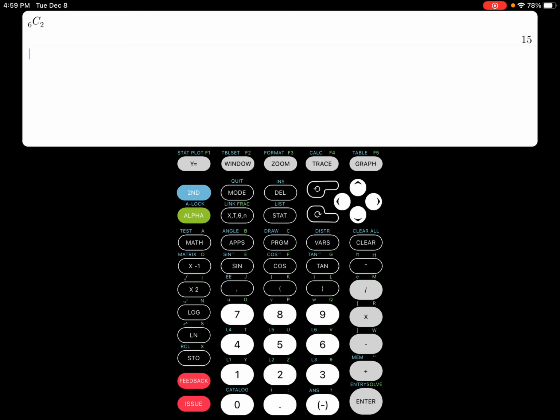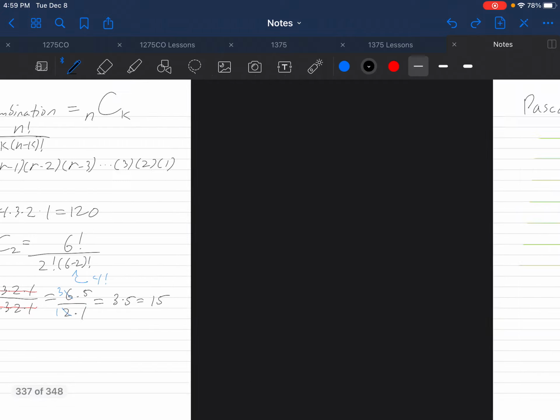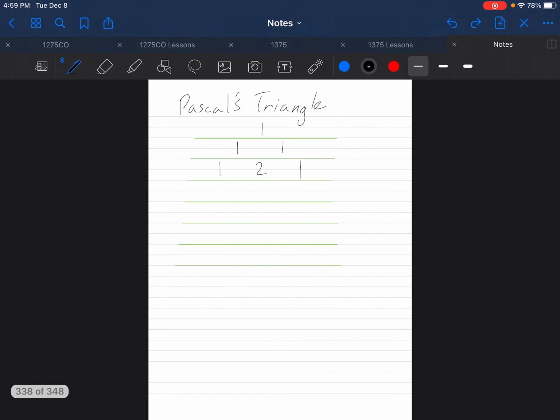Moving forward, I'm going to calculate all my combinations this way. I'm not going to show it. I'm just going to write down the numbers, but again, you can jump to this calculator in order to do that. So let's look at one more thing, which is something called Pascal's triangle.